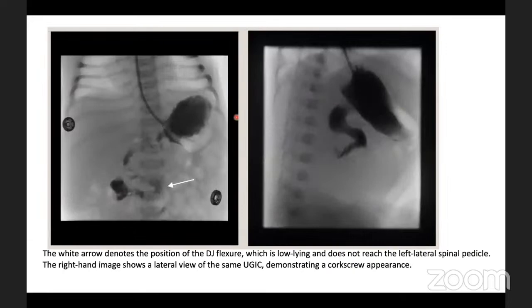This is the contrast study. If you can see here, the white arrow is telling us that the DJ junction is not on the left side. And in the lateral X-ray, you can see that there is a corkscrew appearance, and this baby on laparotomy turned out to be malrotation with volvulus.